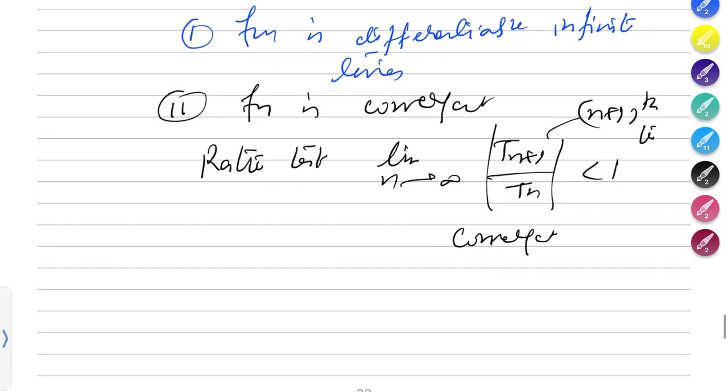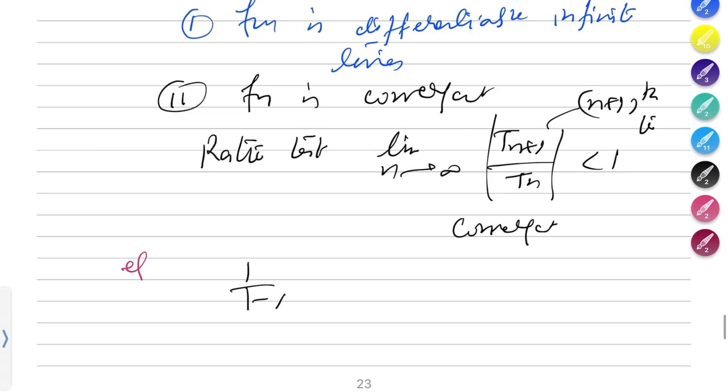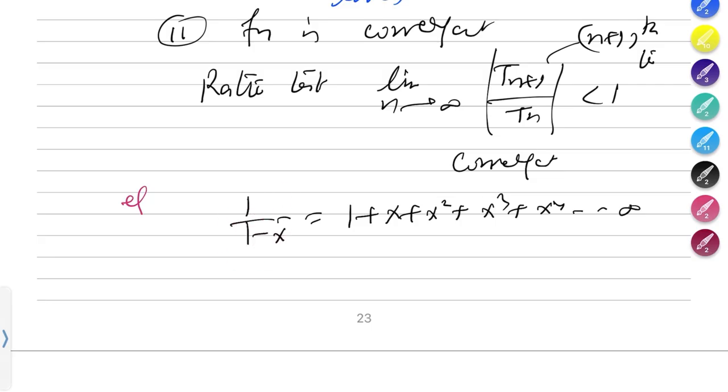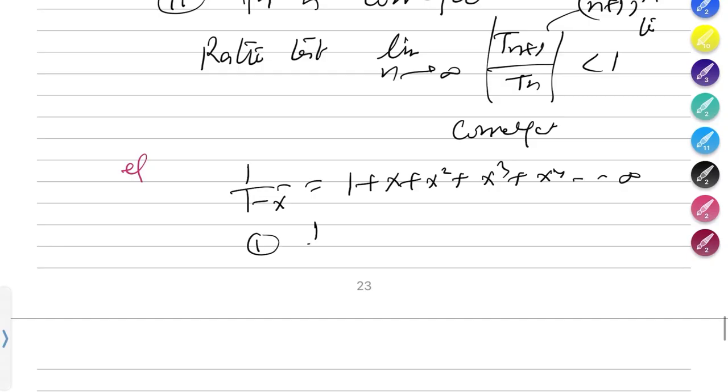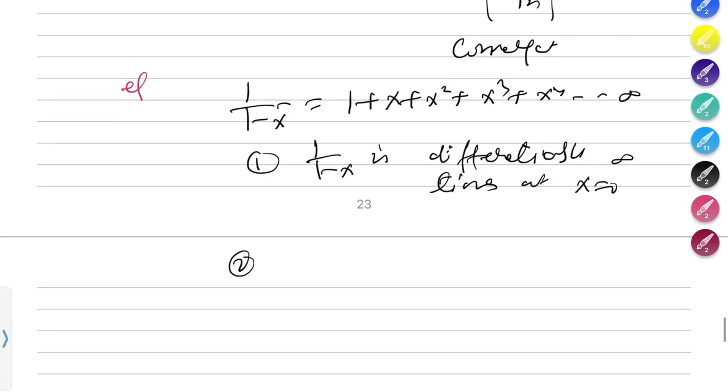For example, we can have 1 upon 1 minus x, a well known geometric series. We know it can be written as 1 plus x plus x square plus x cube plus x4 up to infinite. Why are we able to write this function as a power series? Because first of all, this function is differentiable infinite times at x equal to 0, first thing. And second thing is this series is convergent.